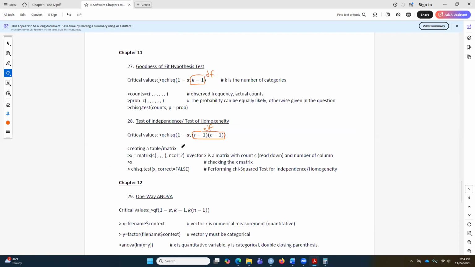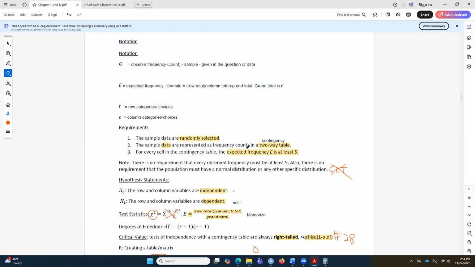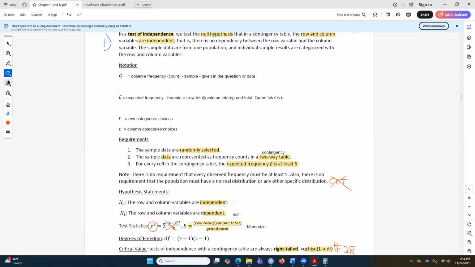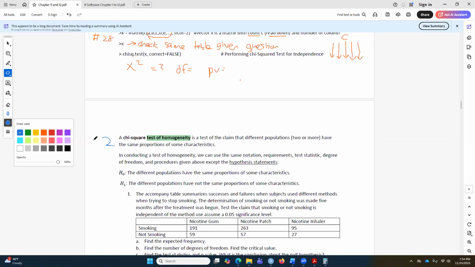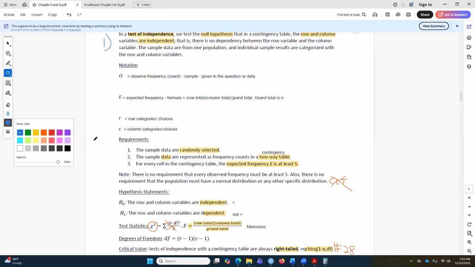Okay, if you can see here, I copy everything and paste over there. So this is to read down, and then the number of columns. And then when I put X, it is to check the X matrix. When I say checking the X matrix, it means you want to check if the matrix that you built here is the same as the contingency table given in the question. And then for that case, you do the chi-square test. So this is the test for independence, the first one.